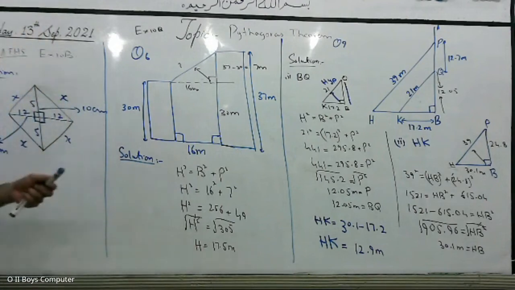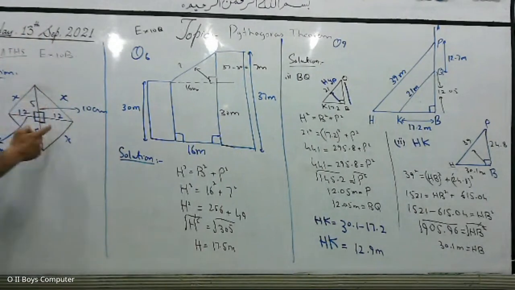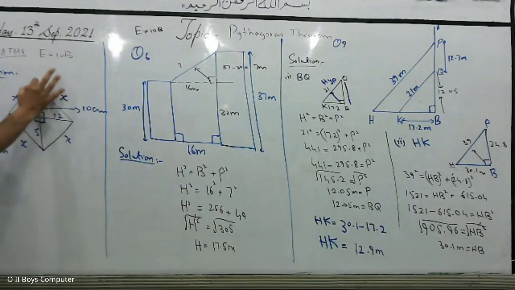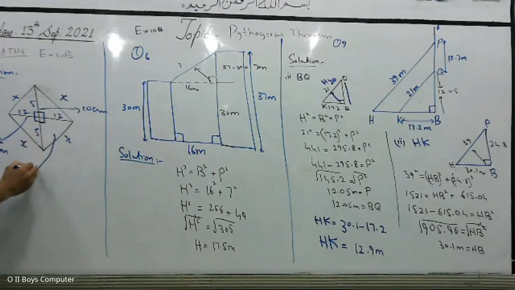So you can take any triangle, this one, this one, this one, this one, because we have to find out the length of the side of the rhombus. We have to find x. So you can take any triangle. If you take this triangle, we have to find out x, because what is x? X is the hypotenuse because it is directly opposite to the 90-degree angle.